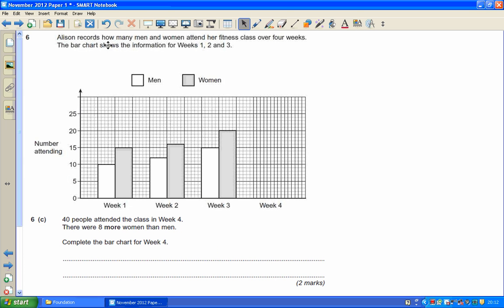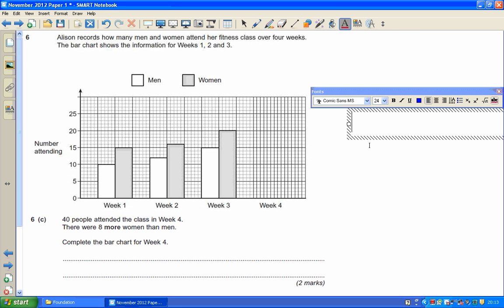6C. Same bar graph. 40 people attended the class in week 4. Okay, so we haven't got any information there. There are 8 more women than there are men. Complete the bar chart for week 4. Right then, so we need to make it so there's 40 people altogether, and there are 8 more women than men. So let's make a little table up, like so.